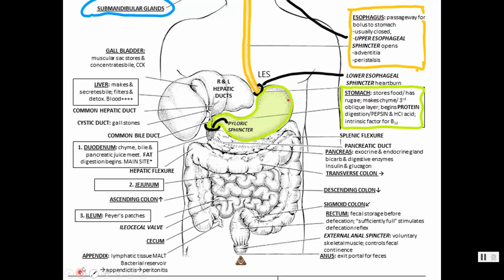At the distal end of the stomach, we have another sphincter. That sphincter is called the pyloric sphincter. And so remember, that is the gatekeeper that's going to control stomach emptying. So just kind of draw a little sphincter in there and connect it to that label.